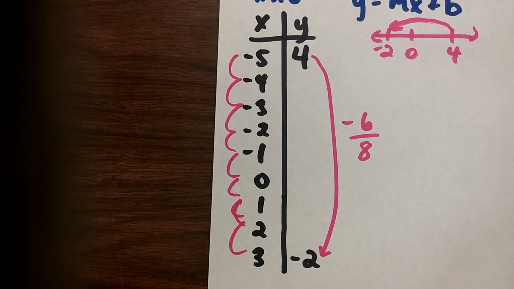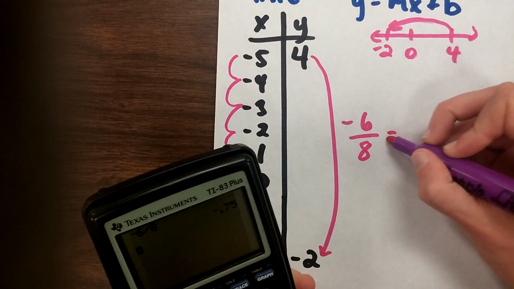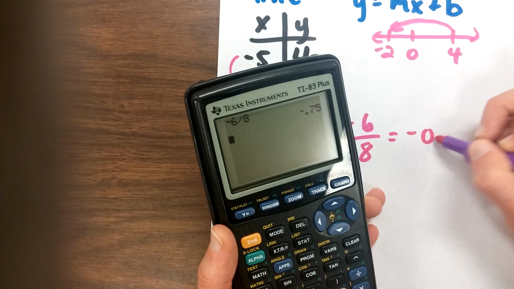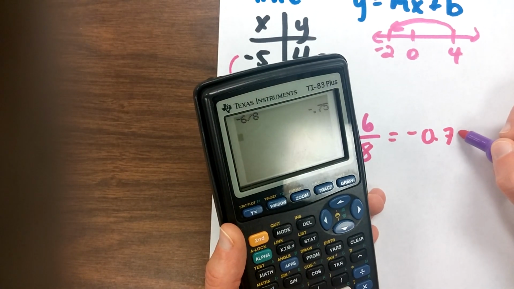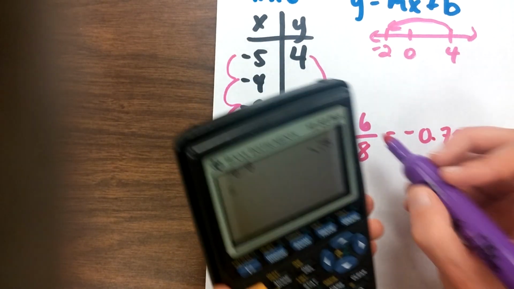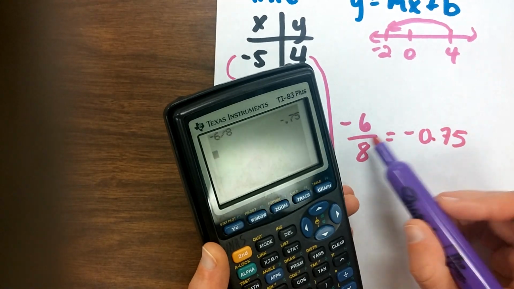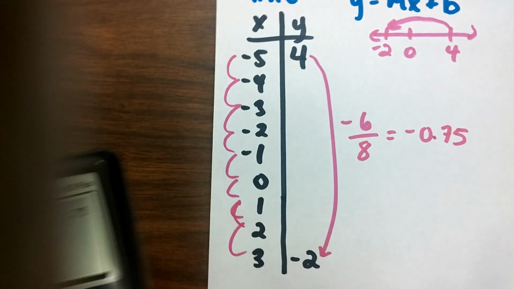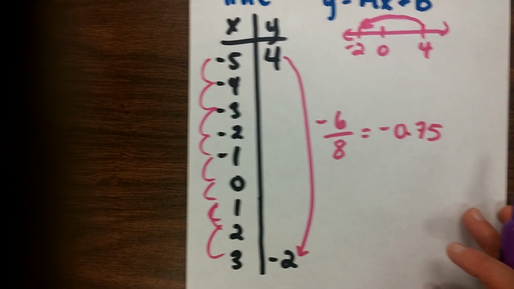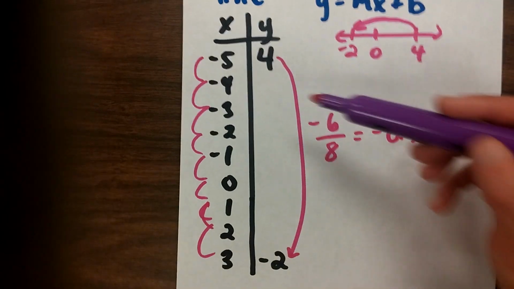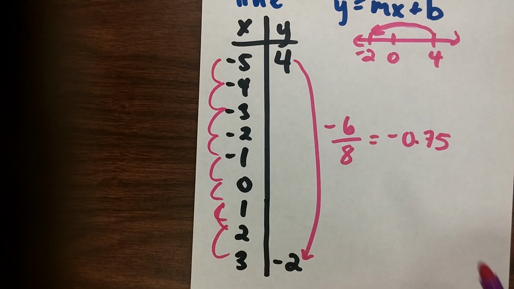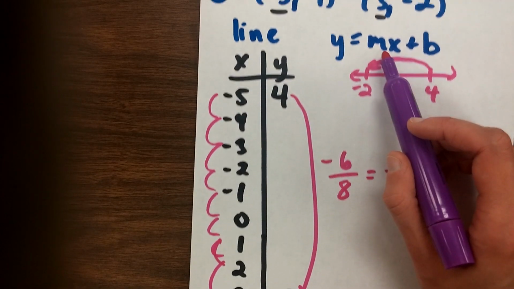So -6 divided by 8 is -0.75. We could also leave it as a fraction and just reduce it and say it's -3/4. That would be fine also. Okay, so that's our slope. That's how much this is going down by each time. Now, that's helpful in our equation. That's going to be our m.